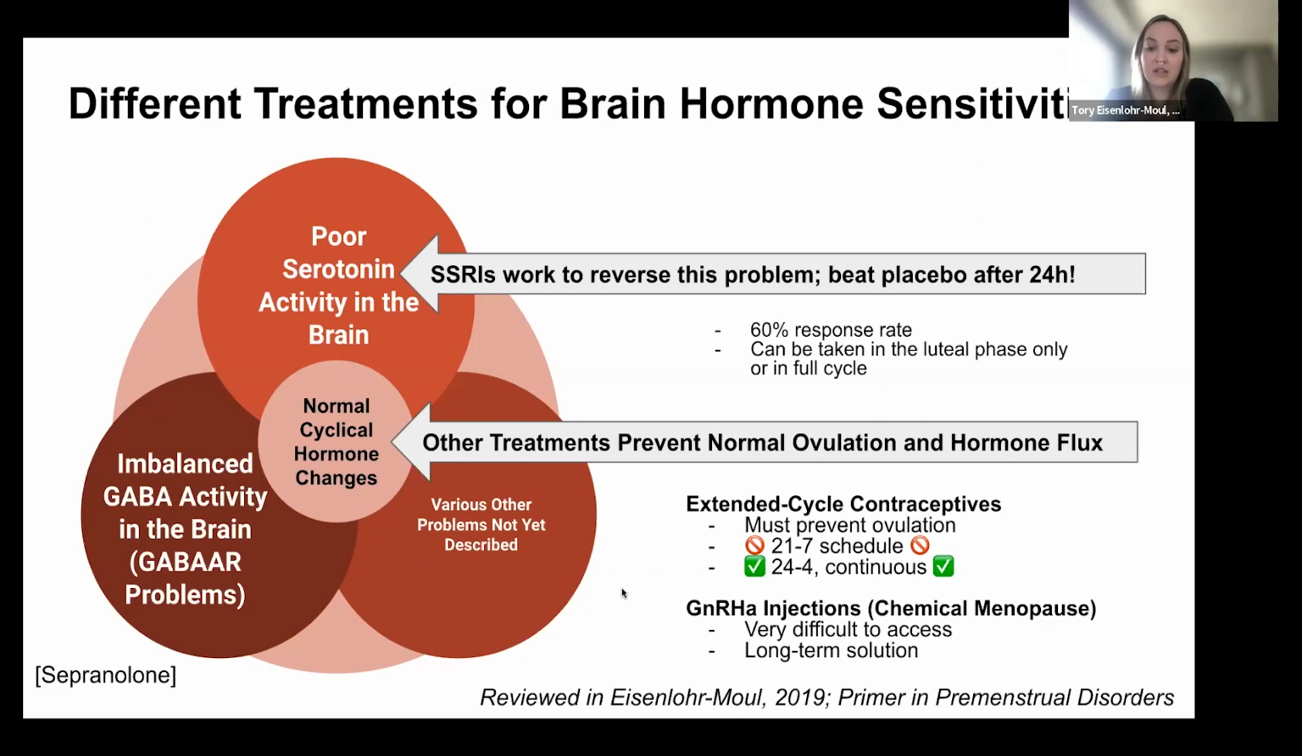GnRH analog injections or chemical menopause can be really difficult to access depending on where you are, but they can be a long-term solution for a lot of people. That basically just induces a chemical menopause, and then we add stable hormones on top.